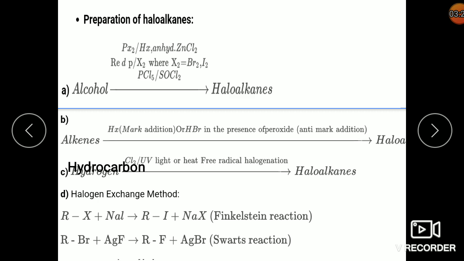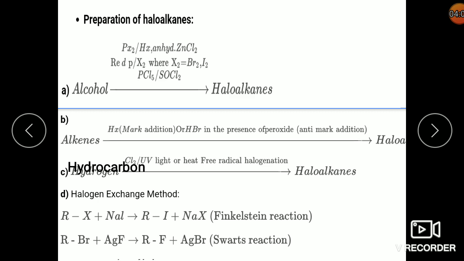If you want chloroalkane, then the option is PCl5 or thionyl chloride, SOCl2. Now in the case of thionyl chloride there is an advantage. If you are trying to convert alcohol into haloalkane using thionyl chloride, the byproducts are SO2 and HCl. Both are in gaseous state, so you will just get the haloalkane product and the other gaseous byproducts will go off. So that is an advantage of using thionyl chloride.